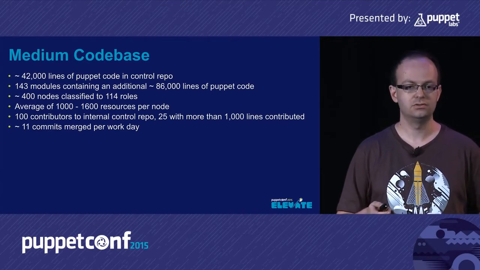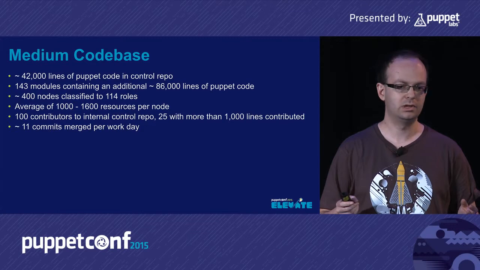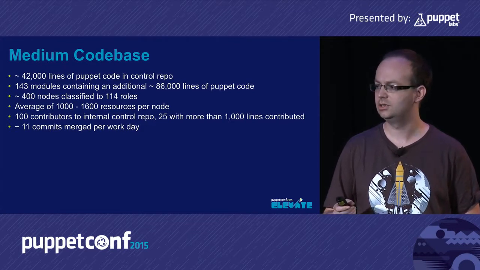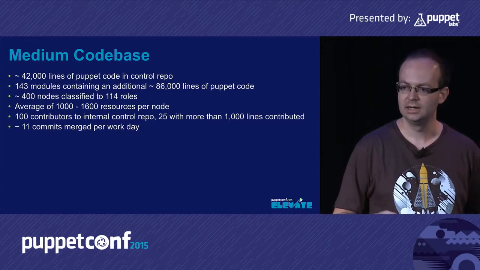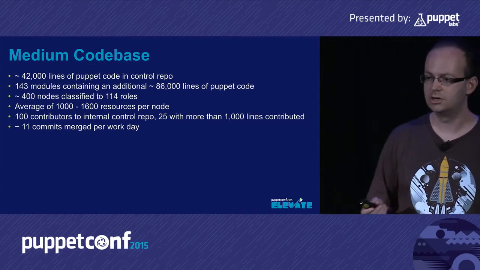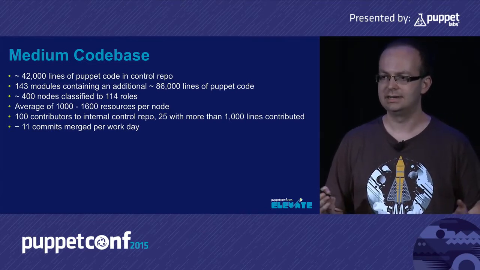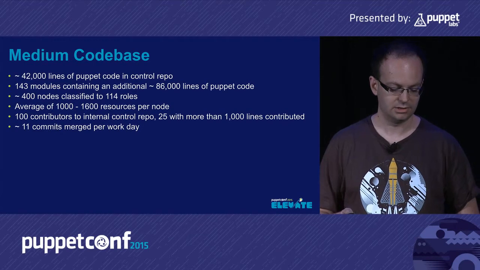We also model things fairly extensively, so we end up with between 1,000 and 1,600 resources for most of our nodes, and things like monitoring are like 10 times that, so there are a couple of outliers.